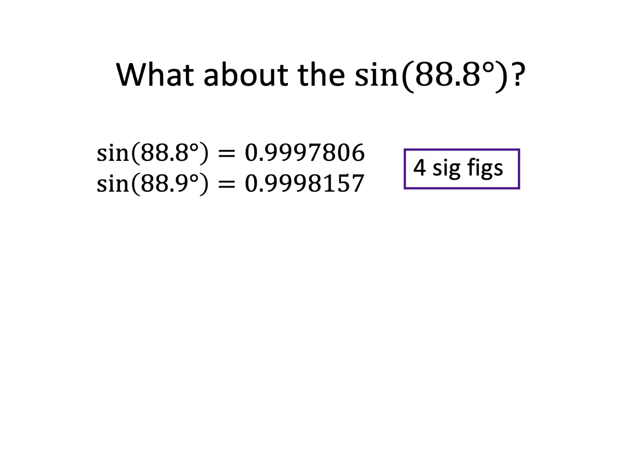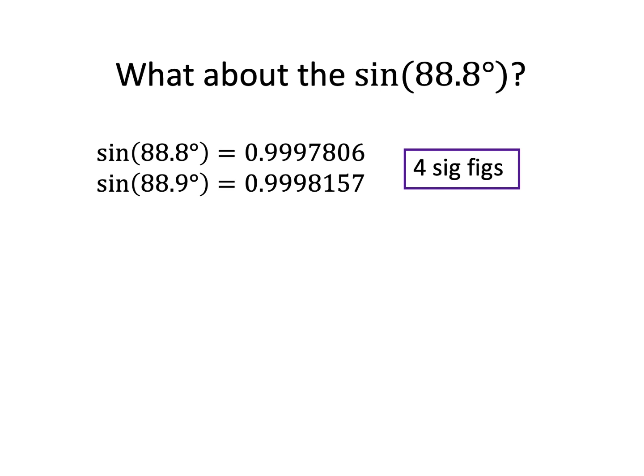Let's look at a different angle. Let's look at 88.8. If I look at 88.8, I get 0.9997. And if I look at 88.9, I get 0.9998. So these 3 are the same, and I have to go to the 4th decimal place to get any uncertainty or any variation. And so these would be certain, and this one would be uncertain. And so this one would actually have 4 significant figures.